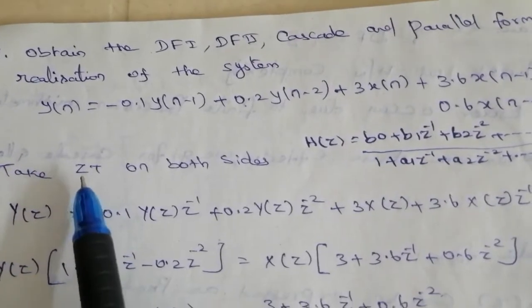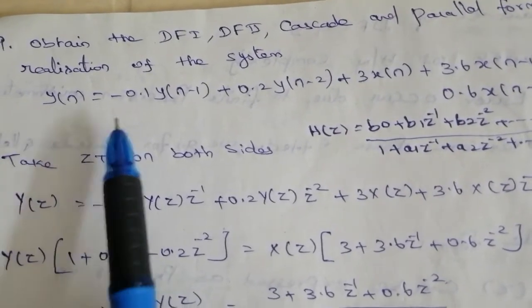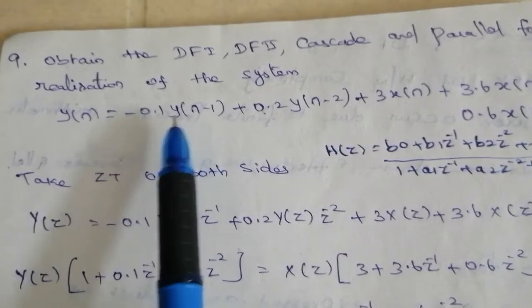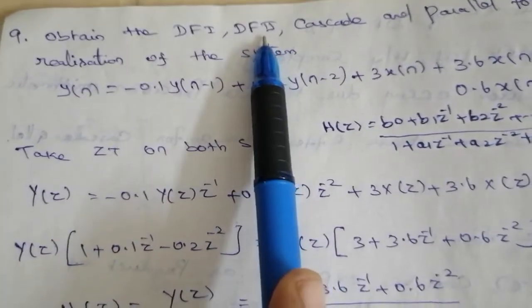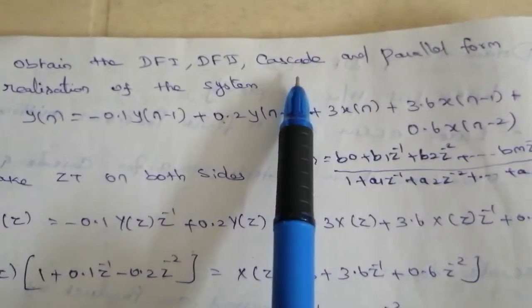So, problem in realization of structure of IIR filter, right? So the first problem: obtain the direct form 1, direct form 2, cascade and parallel form.